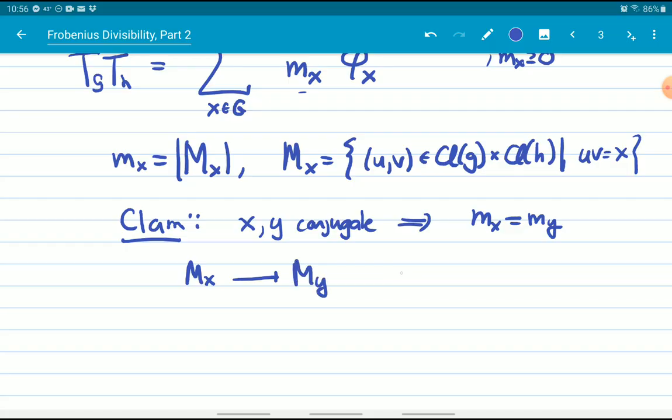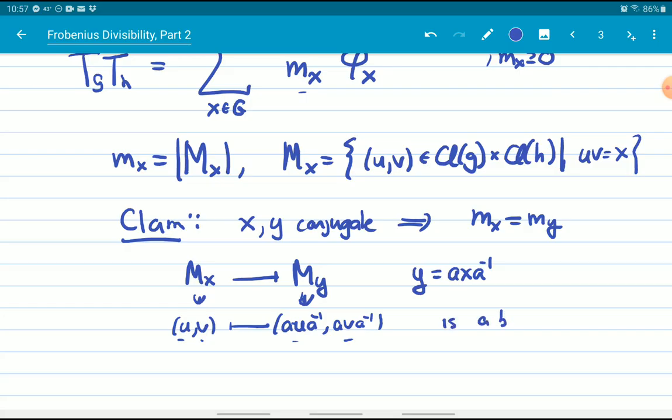The bijection between the sets is given as follows. If y is a x a inverse, then if I have an element uv, which multiplies out to x, then I can conjugate those things by a. Those will multiply out to y, but if the original components were in the conjugacy classes of G and H, so will the new things. And so that's a bijection of sets. So that's why those have the same size.